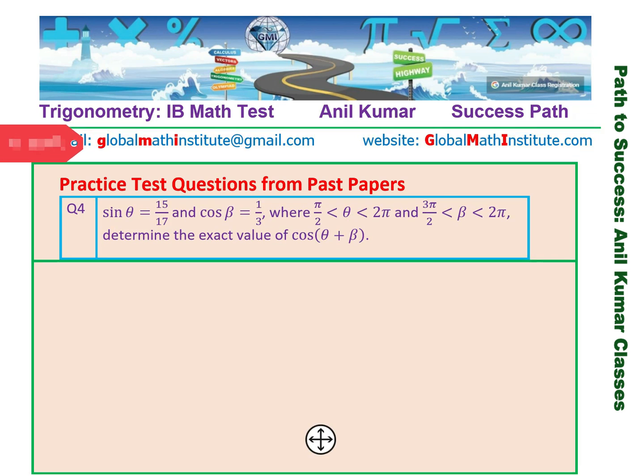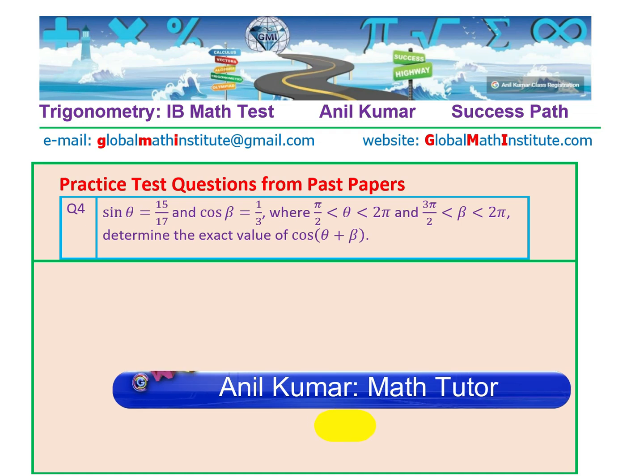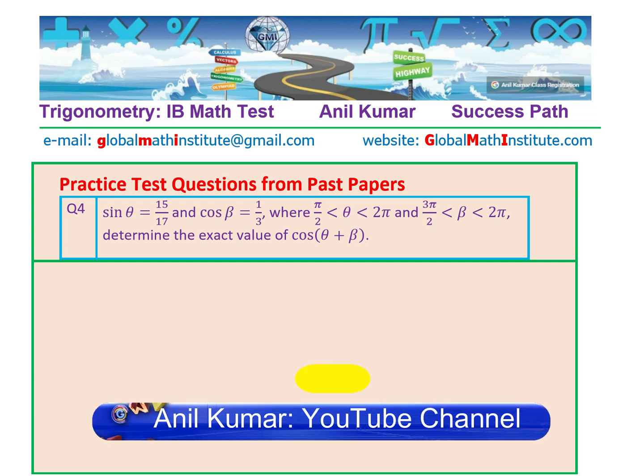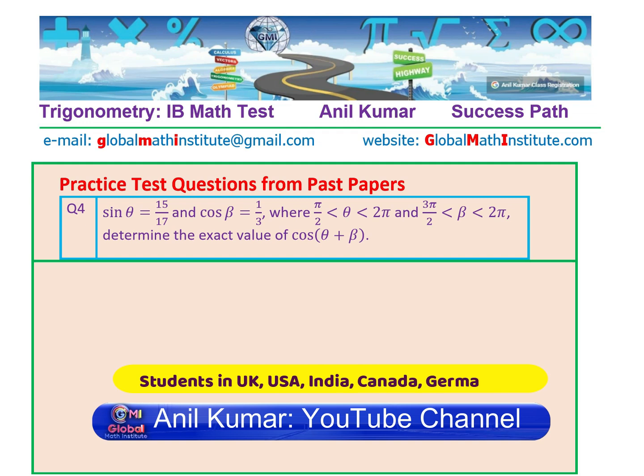We are now on question number 4. So that is the one third of the paper we're through with. Question number 4 here is: sine theta is equal to 15 by 17, cos beta is 1 over 3, where theta is between pi by 2 and pi, and beta is between 3 pi by 2 and 2 pi. We need to find the exact value of cos of theta plus beta, right?